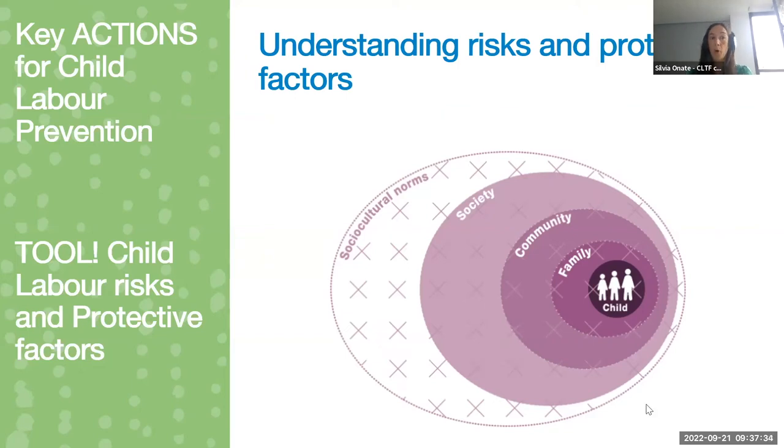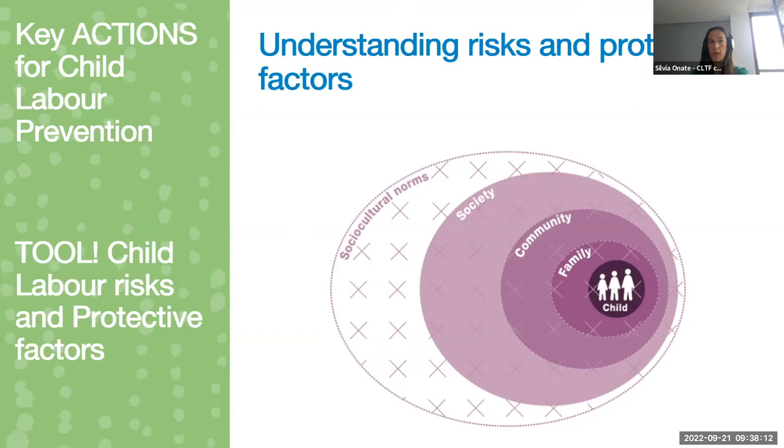I want to highlight that we have a very practical tool called Child Labor Risk and Protective Factors that we can share in the chat. It presents the common risk and protective factors in humanitarian settings, and it's important to identify these factors in your specific context to better understand them. So the key is understanding the context, but this tool gives you a long list of potential risks and factors and shows how you can adapt and apply it to your context.